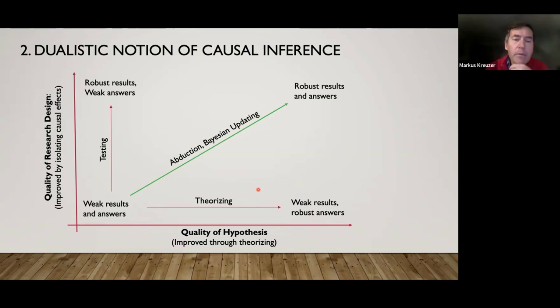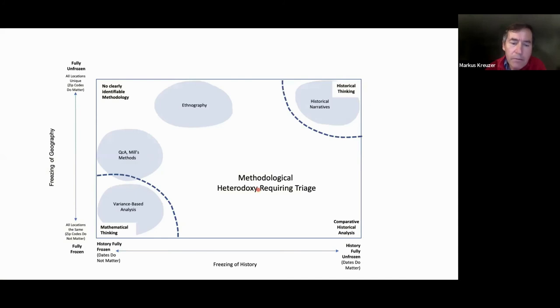So let me just quickly wrap up by pulling some of these themes together by returning to this ontological map that I had shown earlier on in this section of historical thinking. So recall, the vertical axis is the freezing of history. Here you have the freezing of geography, you have mathematical thinking and historical thinking. And so what this ontological map is also helpful for is to locate the different methodologies and thereby help us understand their complementarity. So what we have here is, of course, the variance-based analysis, here in this lower left-hand corner, closely linked to mathematical or statistical thinking.